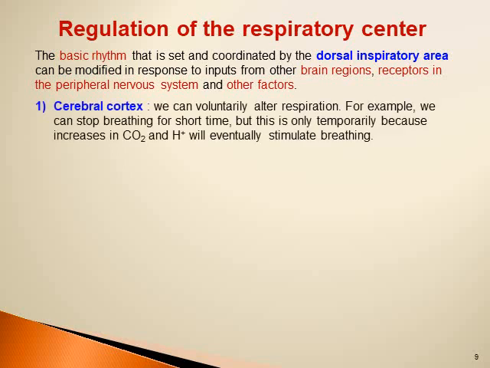So with signals from the cerebral cortex, we can voluntarily alter respiration. For example, we can stop breathing for a short time, but this is only temporary because the increases in carbon dioxide and hydrogen will eventually stimulate breathing. So we cannot stop our breathing for a long time. Finally, carbon dioxide and hydrogen buildup will cause us to involuntarily start breathing again.